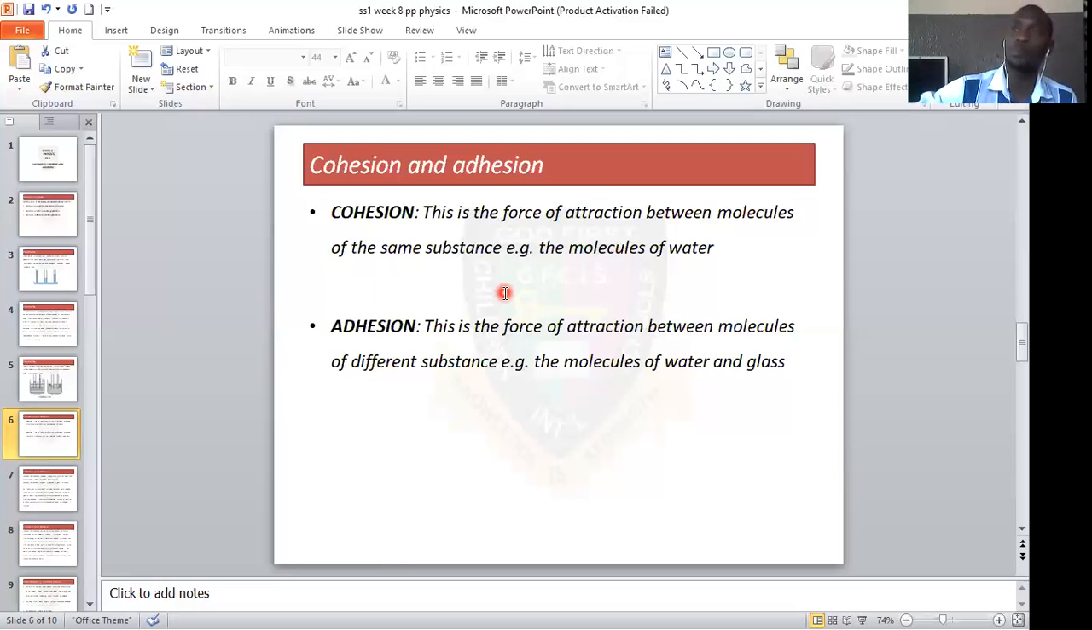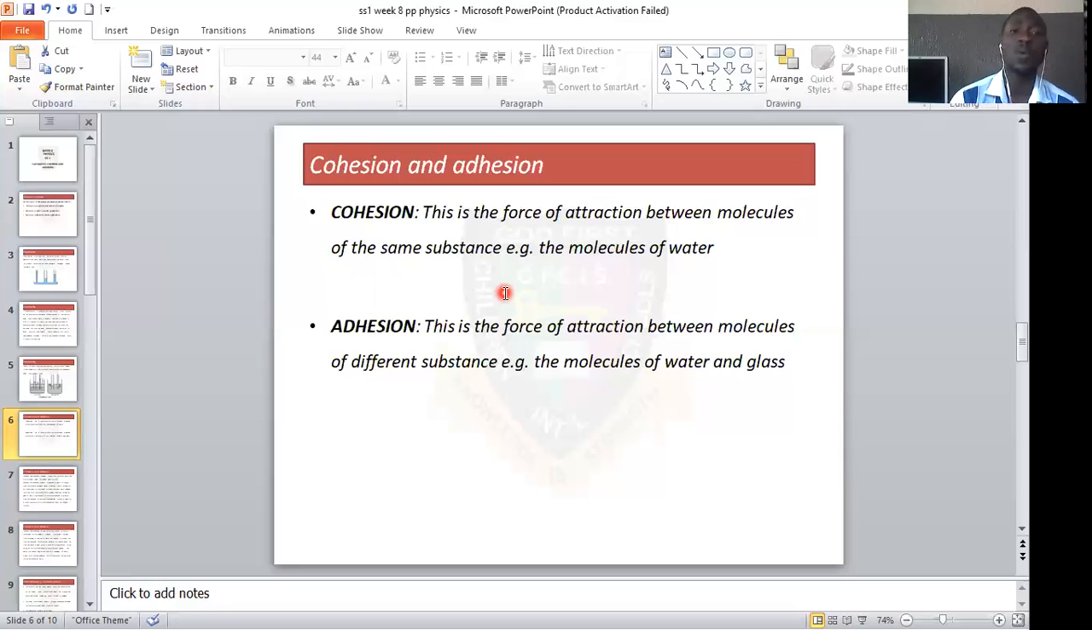When you sprinkle water on glass, it tends to stick on it and wet the glass. Water remains on glass for a longer period, unlike mercury. Mercury does not wet glass. You might have been taught that in your chemistry. So these are the effects of the cohesive force and the adhesive force.